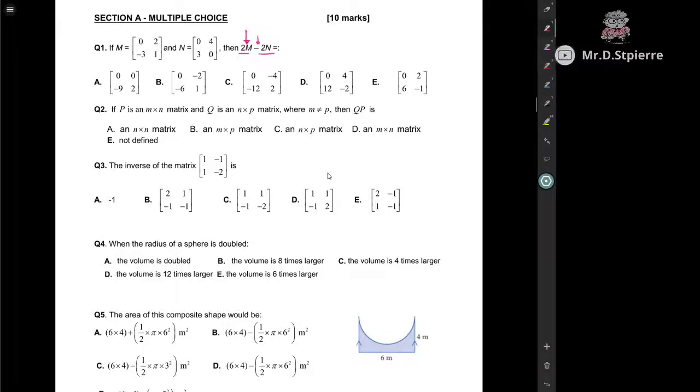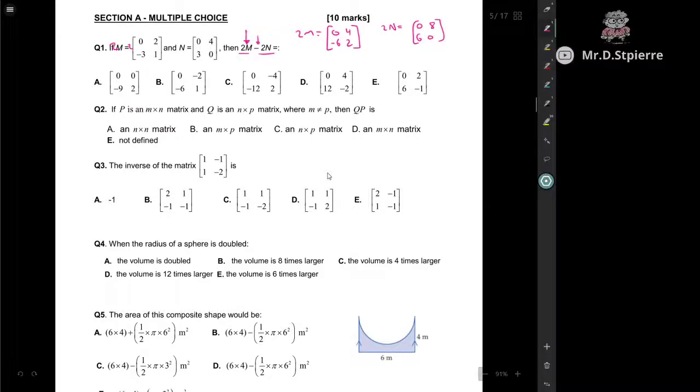So scalar multiplication is literally if I had an M, if I made it 2M, well, I'm multiplying everything in the matrix by the 2. So 2M is equal to 0, 4, negative 6, 2. And I have to do the same to N. So 2N is equal to 0, 8, 6, 0, and then I need to do a subtraction.